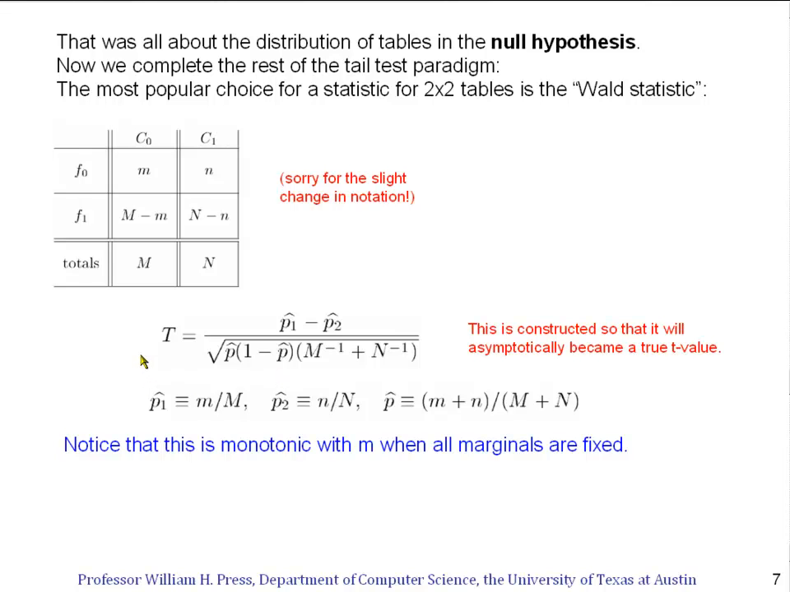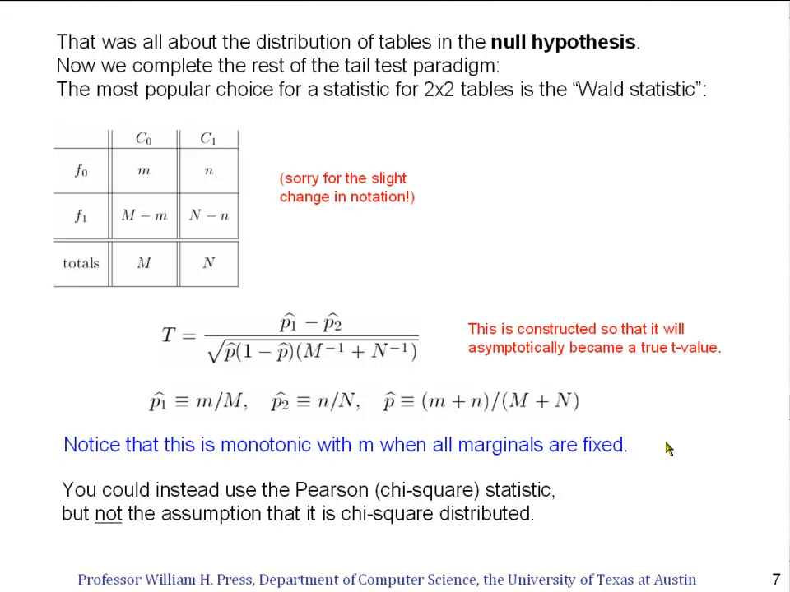Let's also note that the value of this statistic, t, when all the marginals are fixed, is monotonic in m, the number that occur in this cell here. Why is that? Because the p hat isn't going to depend on m, because if we increase m, then we'll have to decrease n. And as you increase m, p1 increases here, and p2 decreases because n must decrease, and therefore the difference is monotonic. We'll use this fact in just a second.